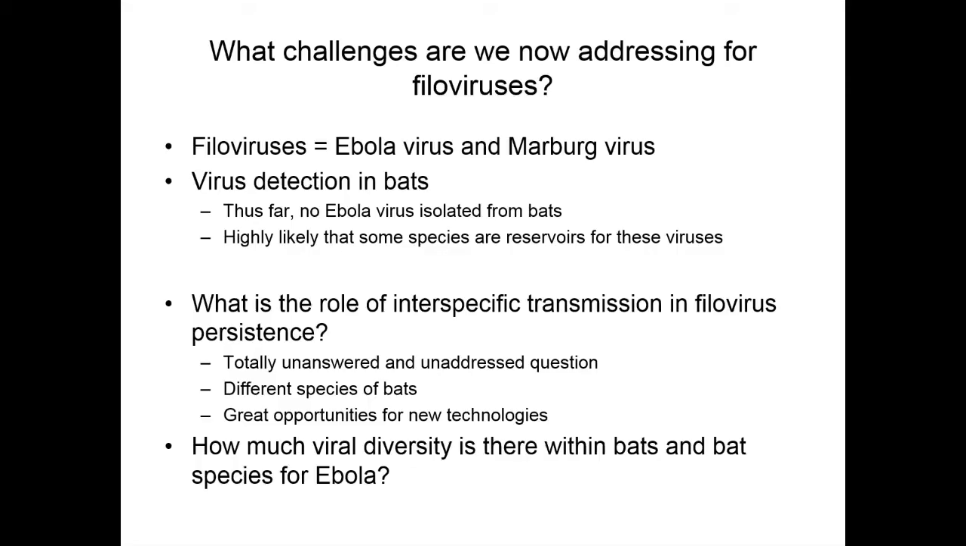We don't understand at all how Ebola virus persists in bat populations. We know that some transmission occurs between bat species, but we don't understand how bats may transmit it, both between individuals or between species.